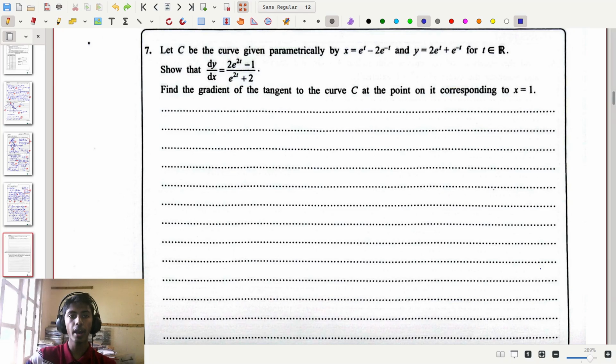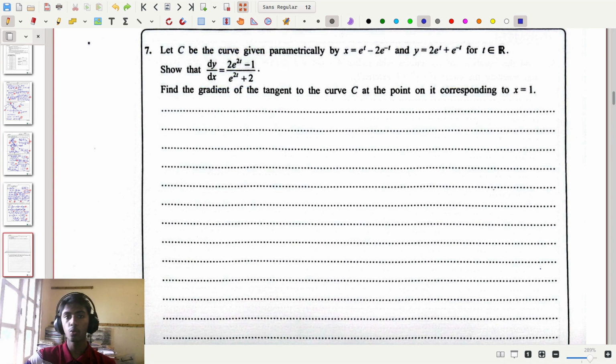And then we are asked to find the gradient of the tangent to the curve C at the point on it corresponding to x equals 1. So here note, we are given the x value. We are not given the value of t. So in this case, we are going to have to do some kind of reverse engineering to get the value of t corresponding to x that we can then substitute into dy by dx in order to get the actual gradient of the curve. So let's start off.